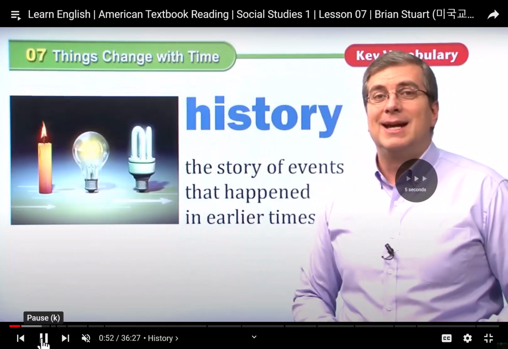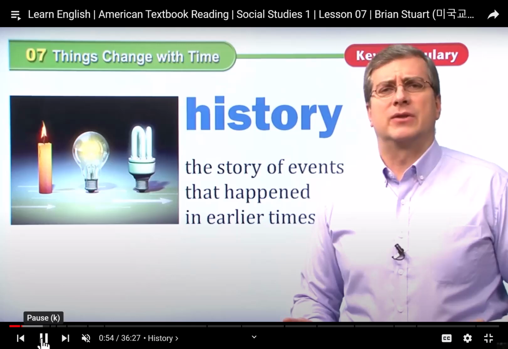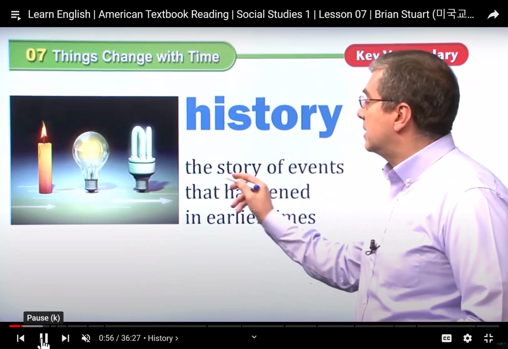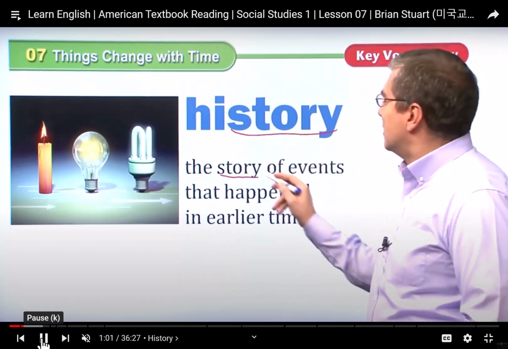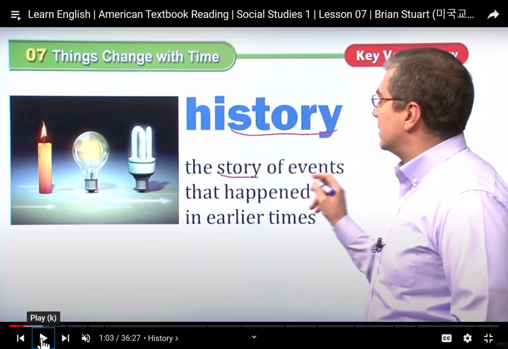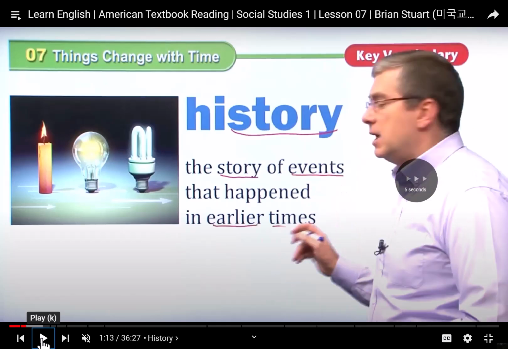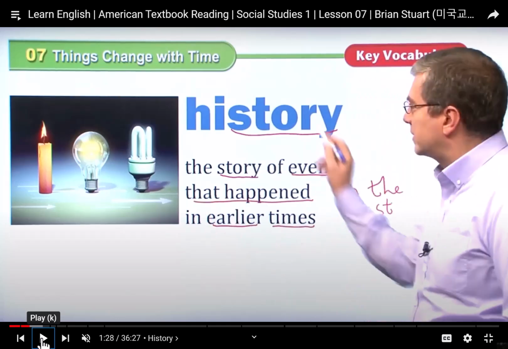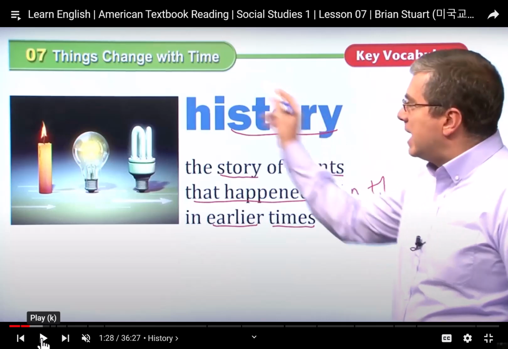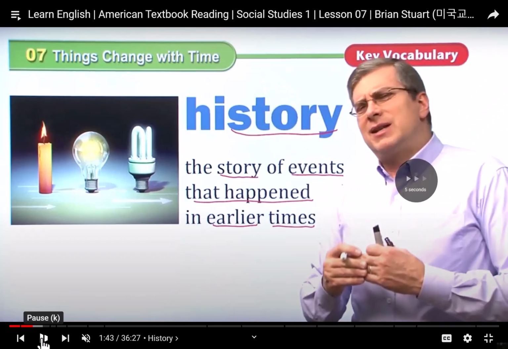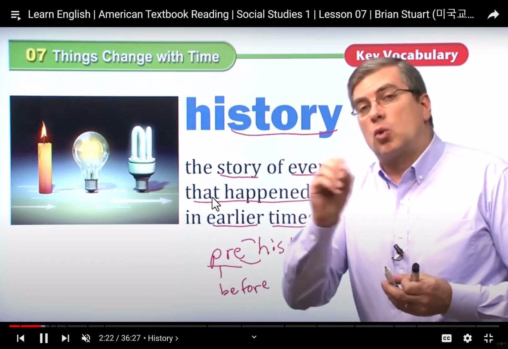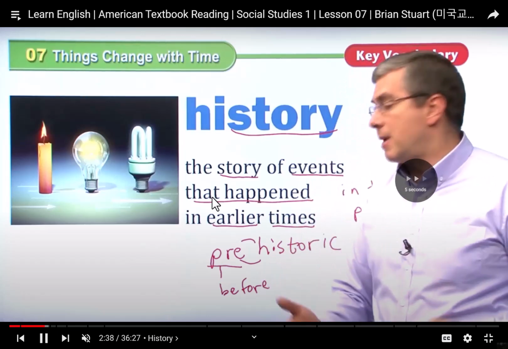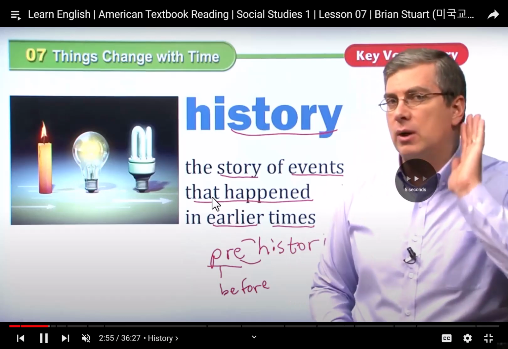Let's begin. The first one, history, the story of events that happened in earlier time. Here is an example, the light bulb. In the past, they used a candle, and now we have the light bulb like this. Prehistory means the time before that.